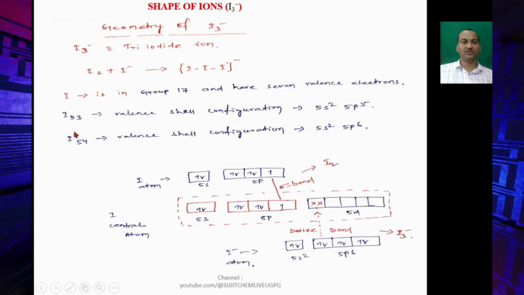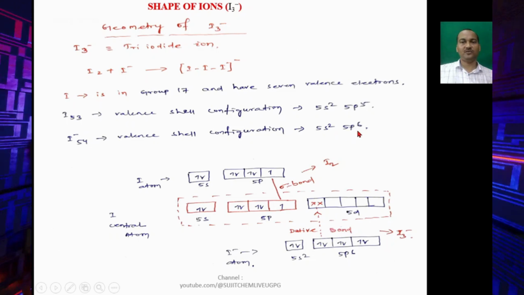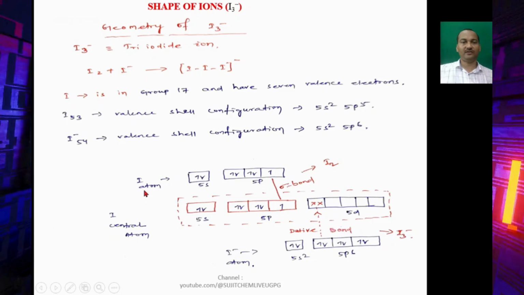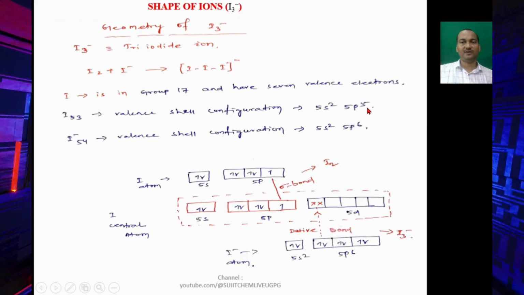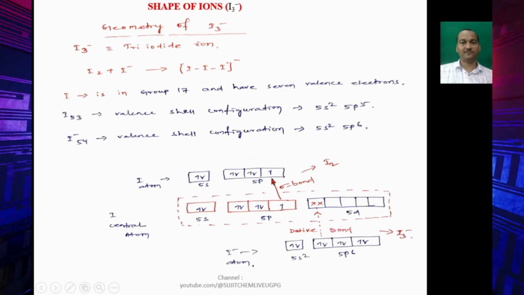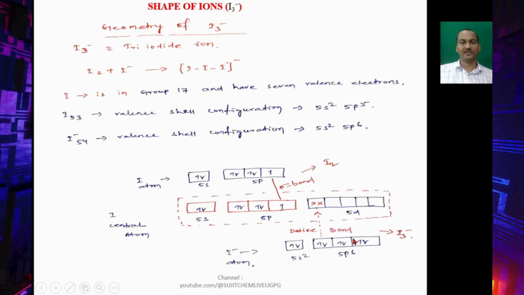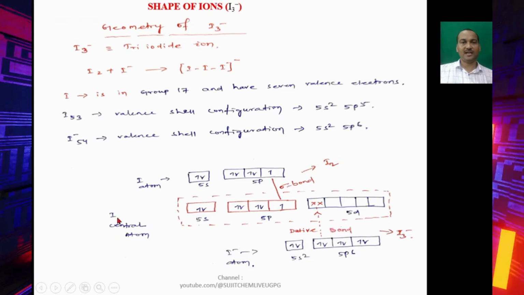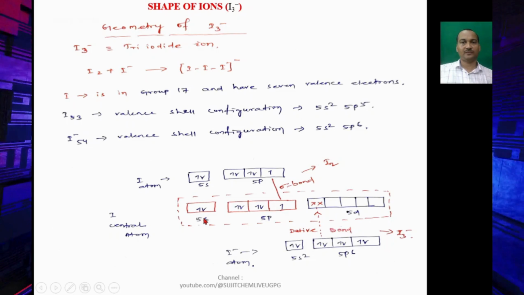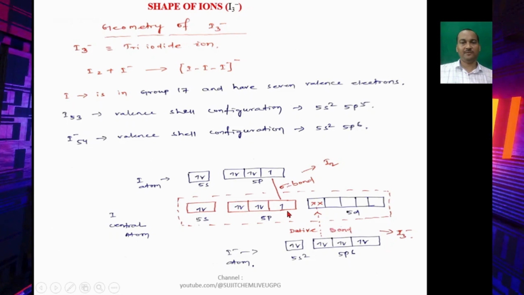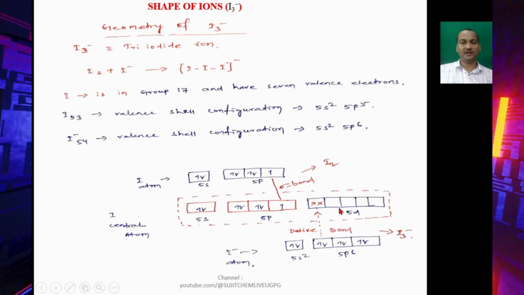And I minus, obviously it will be 54. So valence shell configuration will be 5s2 5p6. So this is the iodine atom, where you can have 5s2 and 5p5 configuration. And this is the I minus atom. So here you can have 5s2 and 5p6. And this is the central iodine atom, where you can have configuration 5s2 and 5p5. And here the outer shell 5d orbital is vacant.